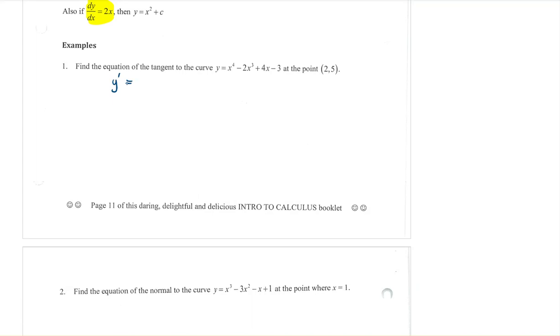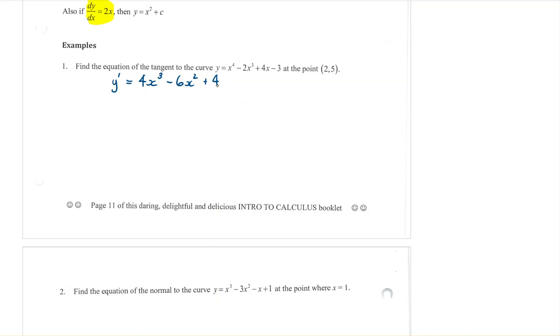For each term, we bring the power down the front. The 4 comes down. The x is the base, and we subtract 1 from the power, which means it becomes a 3. Move on to the second term and do the same thing. The 3 is going to come down the front and multiply with the minus 2. So it's minus 6x, subtract 1 from the power, squared. Next one, 4x. Because it's just an x term, the 4 will stay, but the x will disappear, and the minus 3, which is a constant, disappears. So there is my gradient function.